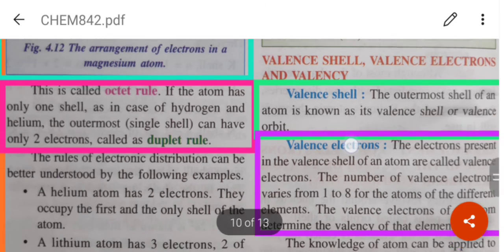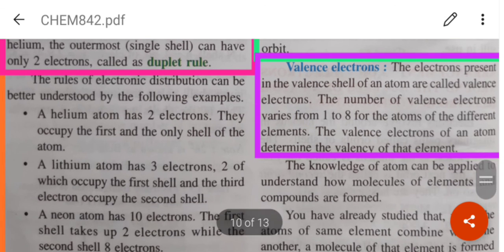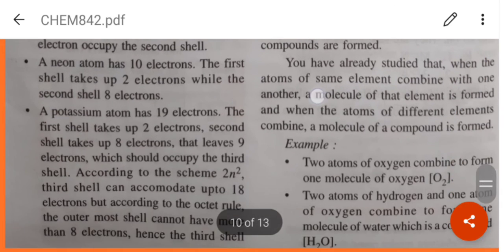Now let's see what a valence shell is. The outermost shell of an atom is known as its valence shell or valence orbit. And what are valence electrons? The electrons present in the valence shell of an atom are called valence electrons. The number of valence electrons varies from 1 to 8, which also determines the valency of an element. We'll come to it later on.